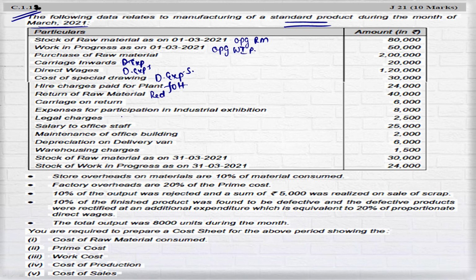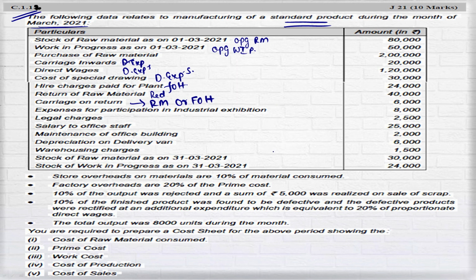Carriage on return. Now, what to do with this? You have written your raw material and you have paid some transportation cost. Added to which cost? Direct expense? Sure? Or it should be treated as factory overhead? Alright. Raw material or factory overhead. We will discuss it.